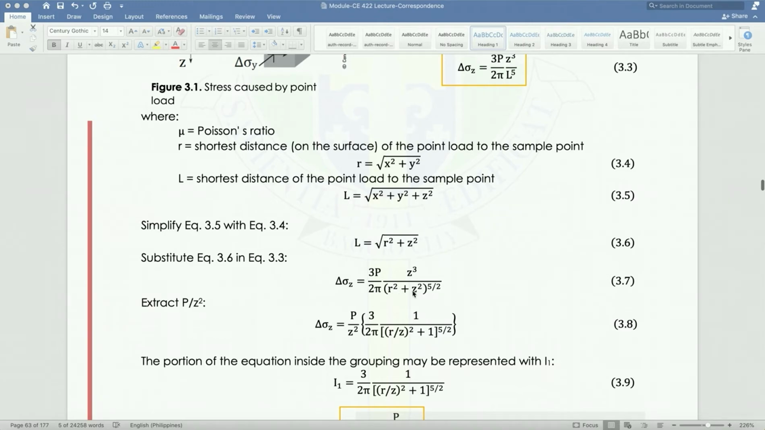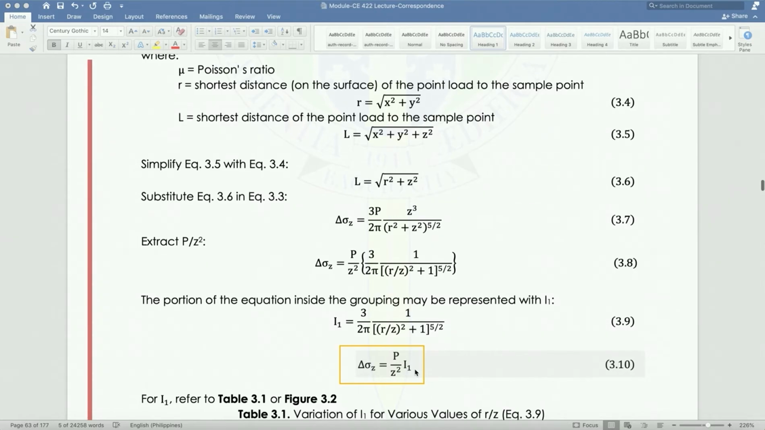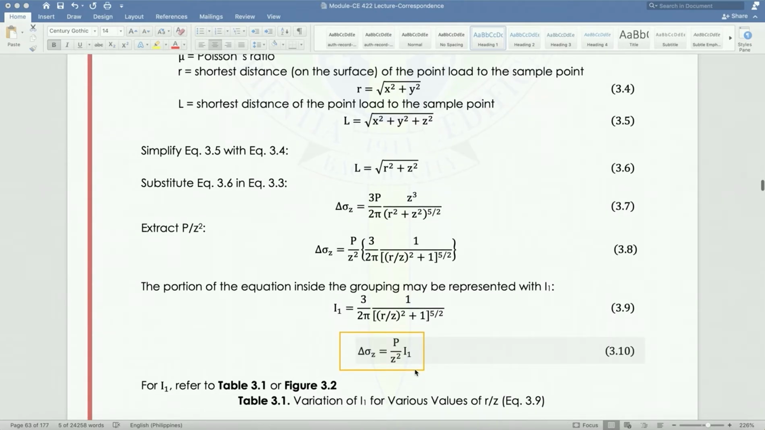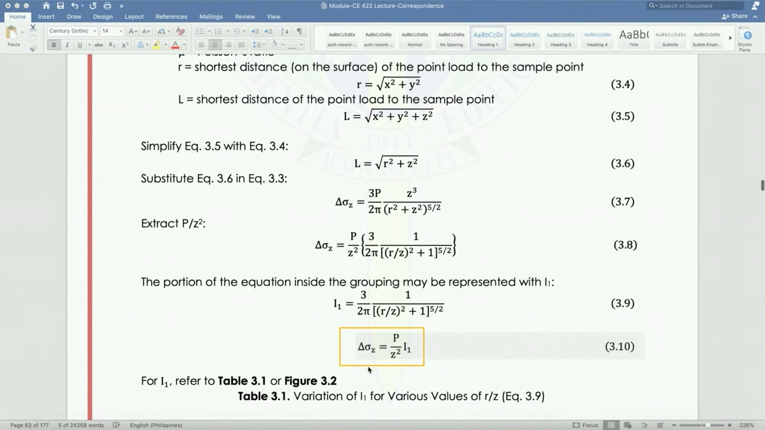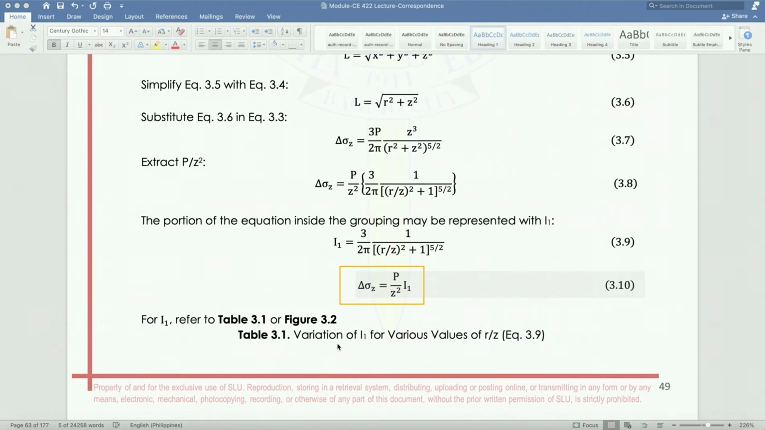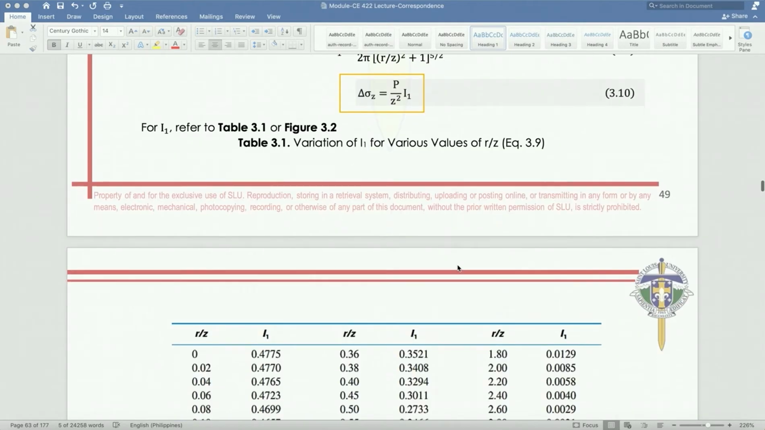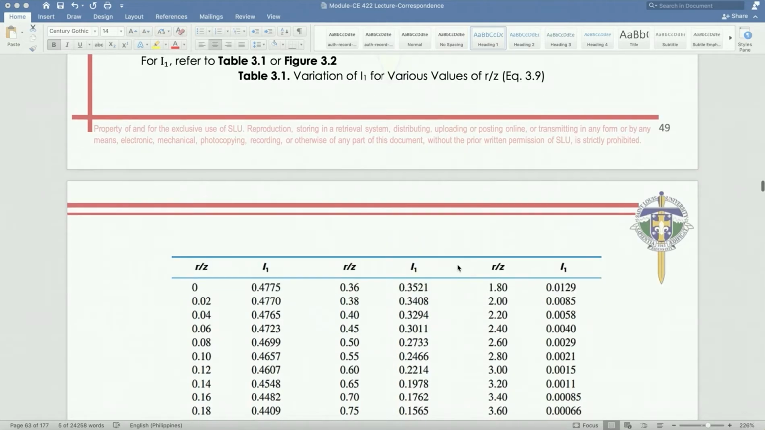We have r squared plus z squared raised to 5 over 2. Then we extract P over z squared. Then the value that is remaining would be equivalent to the value of I1. Since we have this second equation here, it can be used for our table. So we can refer to table 3.1 or figure 3.2 for the variation of I1 for various values of r over z. So this one here is the table method.